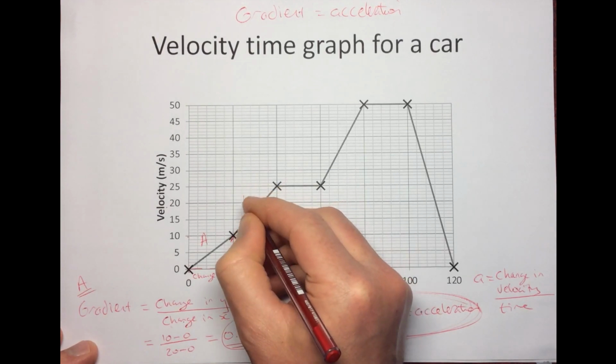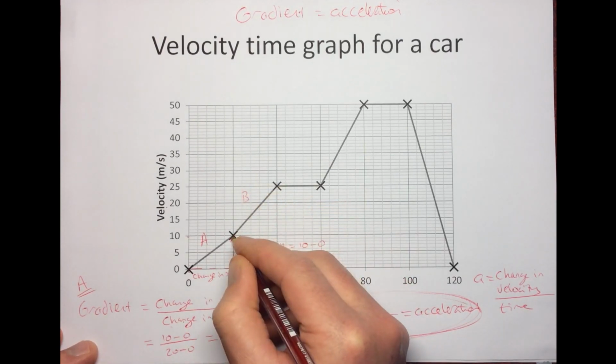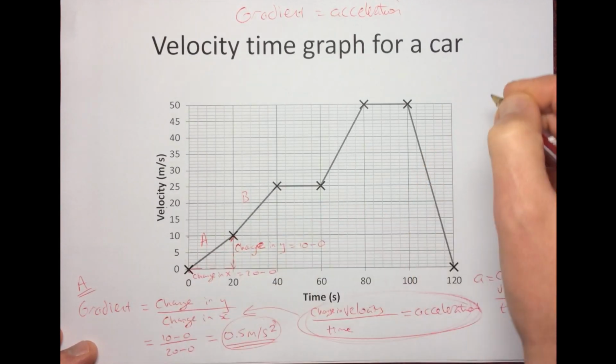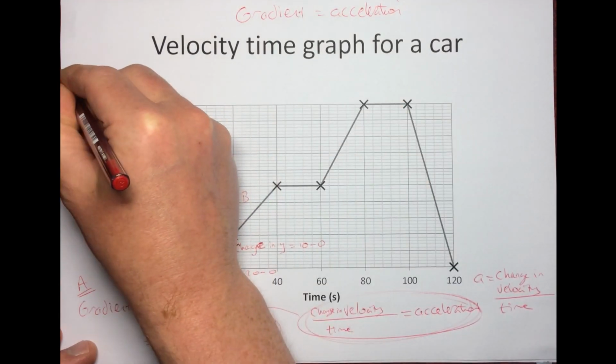Now let's look at section B. Here we're going to work out the acceleration. The first thing we should say is that it's steeper than section A. If the gradient is steeper, that tells us the acceleration should be bigger than in section A. So we'd expect an answer bigger than 0.5. Let's do that.